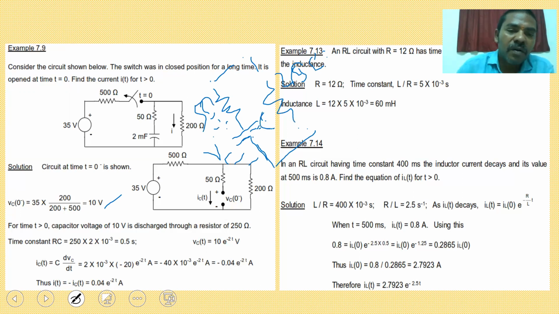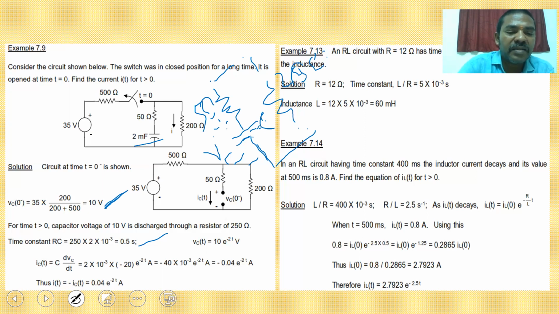So now the capacitor will act as a battery. What is that value? 10 volts is the voltage drop across the capacitor. The two resistors are connected in series, so the equivalent resistance is 50 plus 200, which is 250. So the time constant is equal to 250 into the capacitance value. The capacitance is 2 millifarads, so 2 into 10 power minus 3. So that is equal to 0.5 seconds.